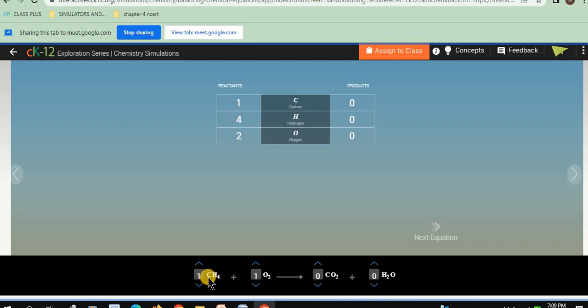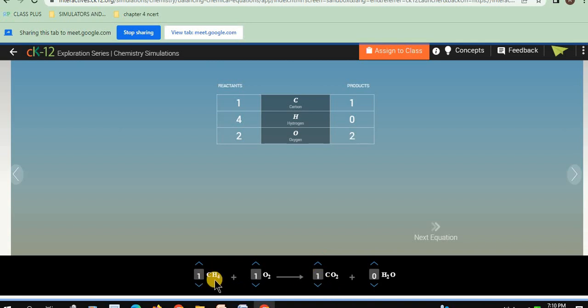So how many carbon atoms are there on the left hand side? One. Right hand side, how many are there? Zero. So shall we make it one? Yes, sir. We have made one.